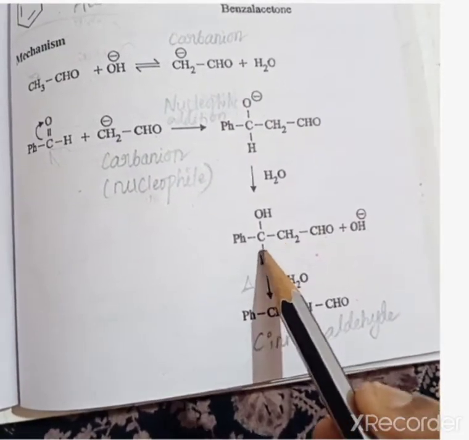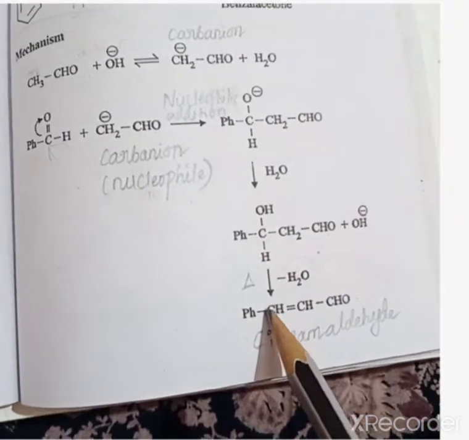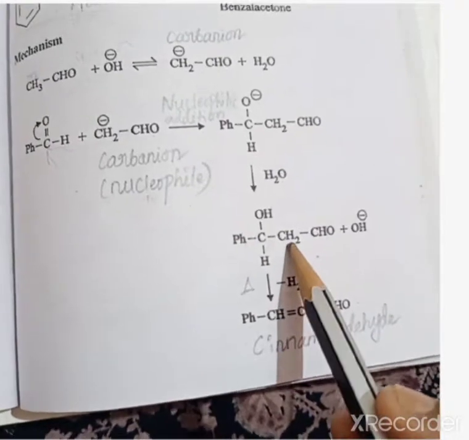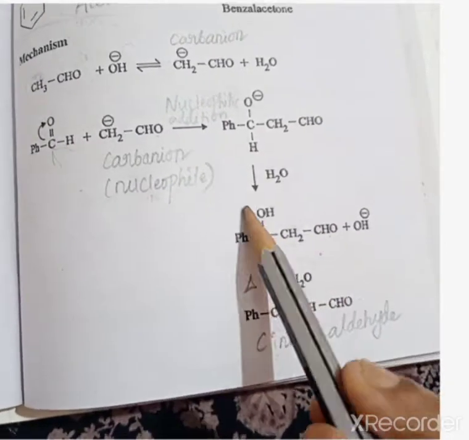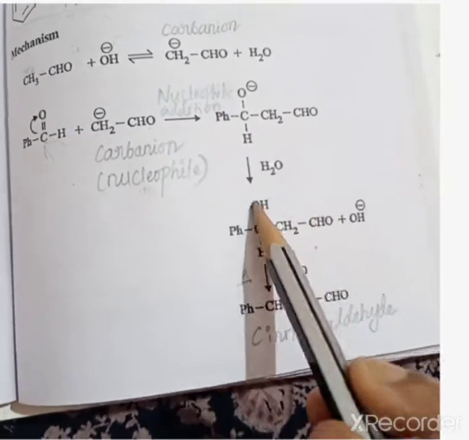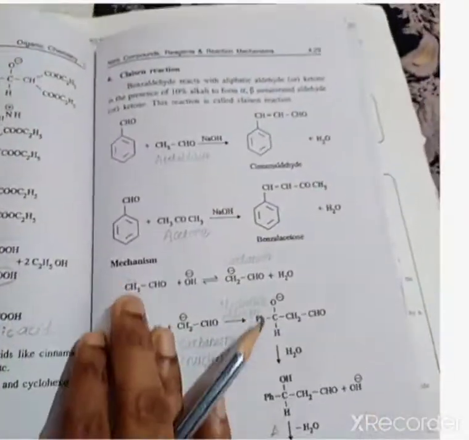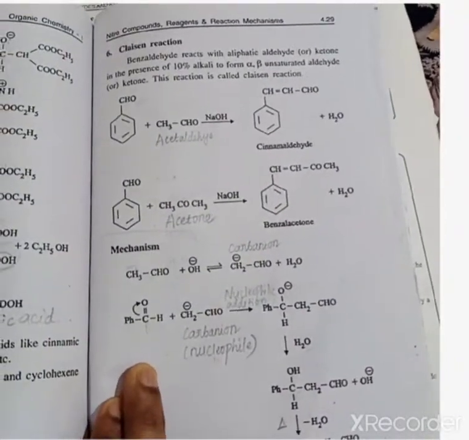It becomes a double bond: Ph CH double bond CH, then CH2 CHO. This OH minus will be removed in this reaction. So this is said to be cinnamaldehyde, and this reaction is said to be the Claisen reaction. It is a very important reaction.